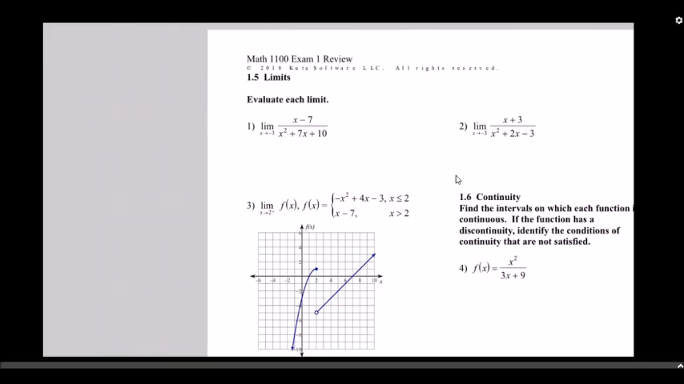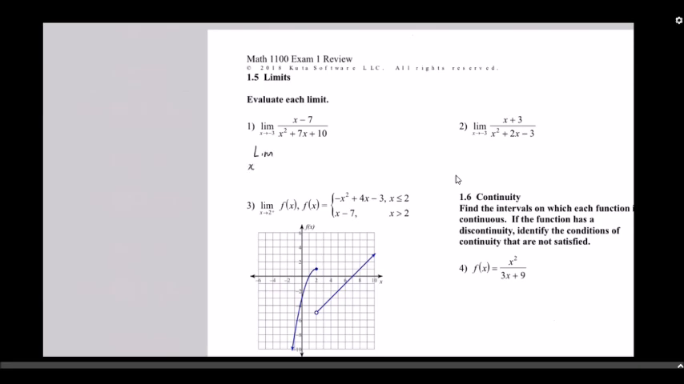So question 1, knowing that we have a rational function here and that we need to evaluate this limit directly, that means we plug this value -3 in for all the x's. It's always a good idea to factor if it can factor.